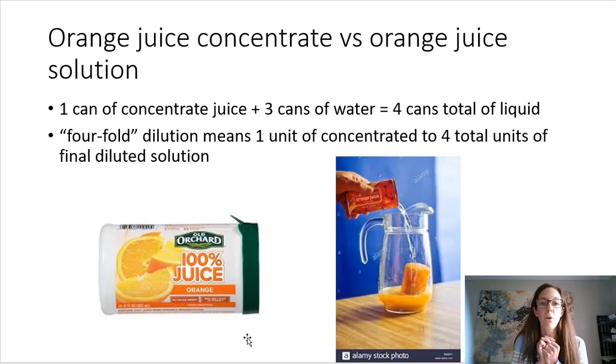So this is called a 4-fold dilution. Yes, we've only added 3 cans of water, but remember we have to include that 1 can of concentrate. So that means that there's 1 unit of concentrate, 4 total units. So 1 plus the 3 cups of water, so 1 concentrate for 4 total units with that final diluted solution. So that's a 4-fold dilution.